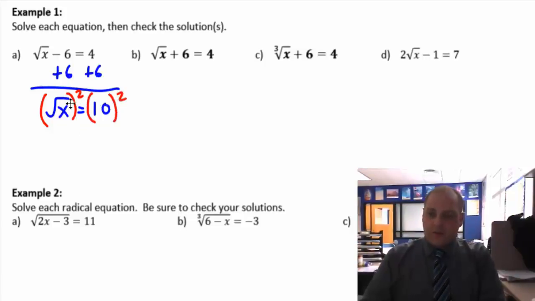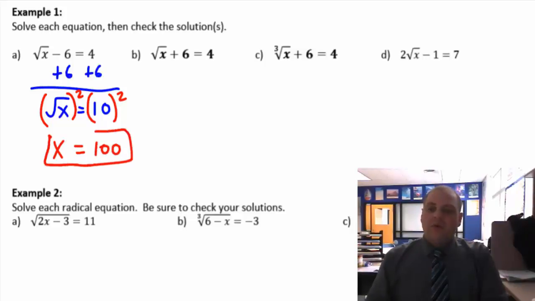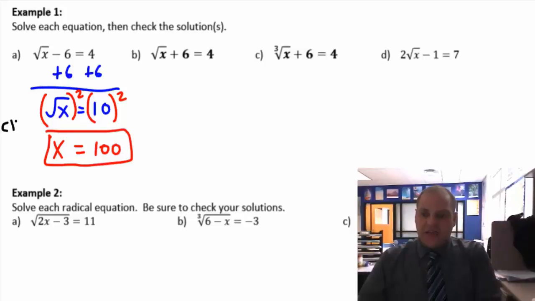So we square the square root of x, and that's just plain old x. And then 10 squared is 100. So x equals 100. But we do have to check to make sure it works. I'll just put CK for check. The square root of 100 is 10, minus 6 equals 4. 4 equals 4, and that does check.